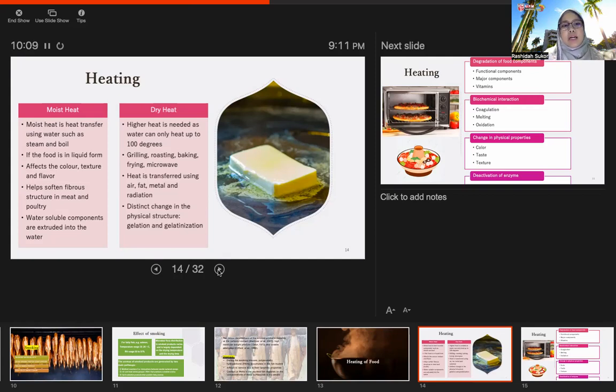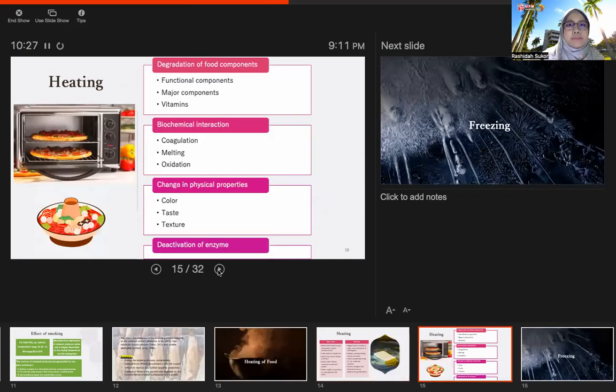For example, we use grilling, roasting, baking, frying, and microwaving. Heat is transferred using air, fat, metal, and also radiation. There are distinct changes in the physical structure, for example gelatinization of the food component. There is also degradation of food components during heating. The functional components, like the proteins, lipids, and carbohydrates, will be degraded, because we know that heat will degrade mostly all of the major food components, and especially vitamins.